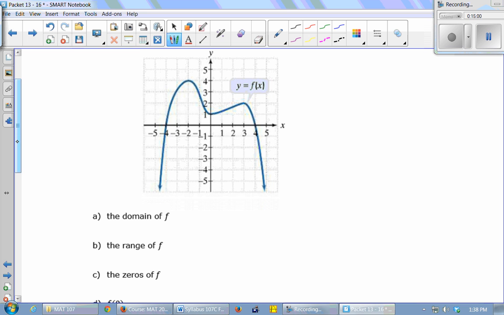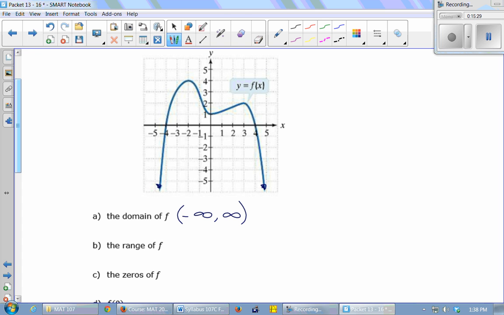So I would like to know the domain of f, all the x values that this function lives on. What do you think? Negative infinity to infinity, because these guys have arrows that indicate they go down and out forever. So this is always going to continue to move left. This one's always going to continue to move right. So my domain's going to be negative infinity to infinity.